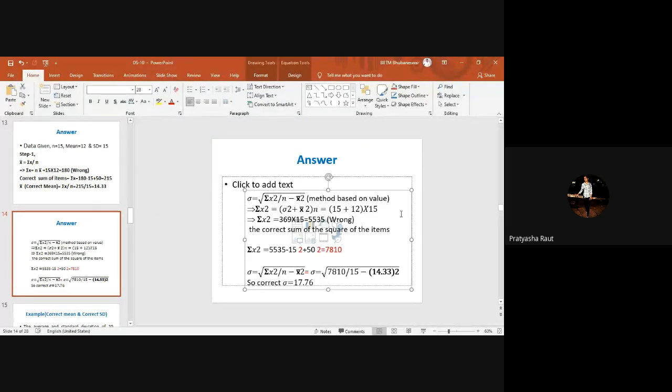If you calculate this, you get the value 7810. This value should be directly put in the formula, which is very similar to the previous one. Here we have to calculate the correct standard deviation. Hence, sigma equals square root of summation of x square divided by n minus x bar square. Here we have already calculated the correct summation of x square, that is 7810, divided by n equal to 50, and in the previous step we calculated the correct mean, that is 14.33 whole square.